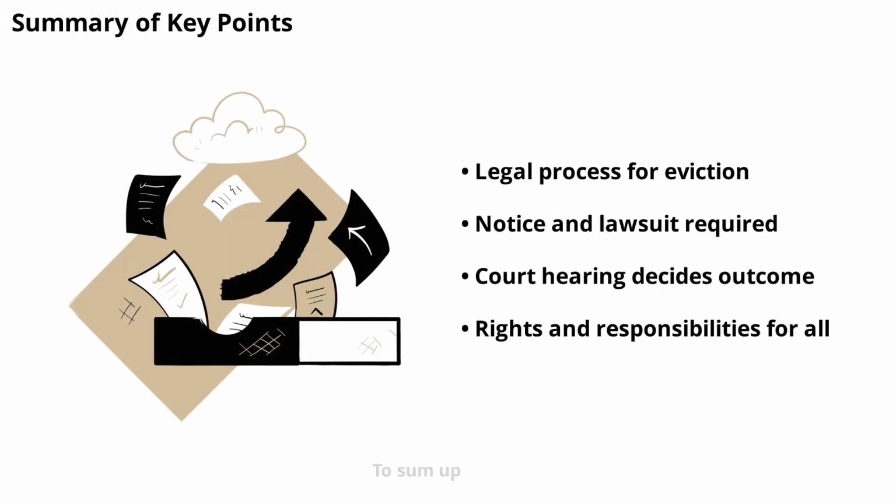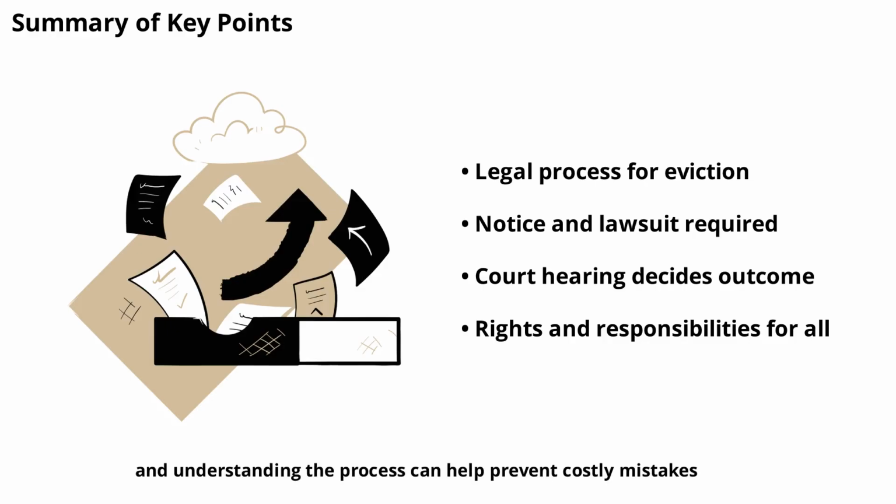To sum up, an unlawful detainer is a legal process used to remove tenants who remain in a property without the right to do so. The process involves serving notice, filing a lawsuit, attending a court hearing, and, if necessary, enforcing the judgment with law enforcement. Both landlords and tenants have rights and responsibilities throughout, and understanding the process can help prevent costly mistakes. Always follow the law and seek professional advice when needed.